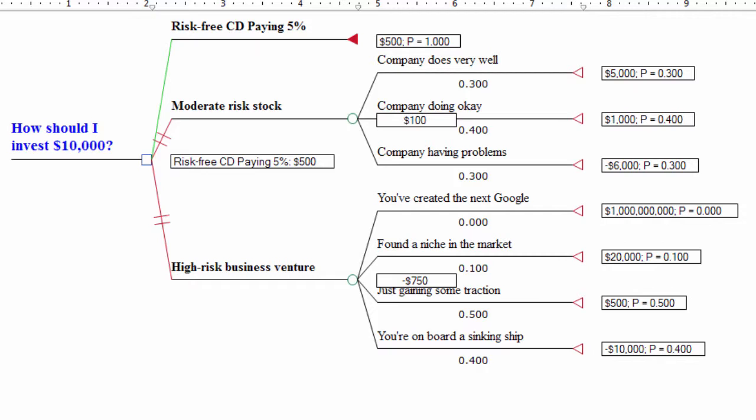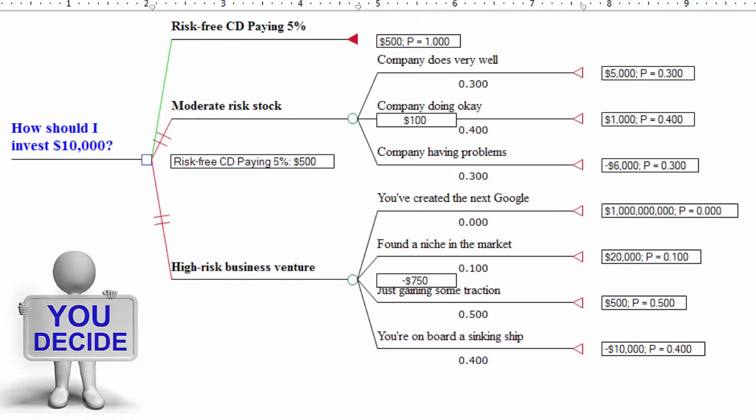It knew the CD would always make you $500. On average, the stock would make $100 and your dream business would lose $750 of your initial $10,000 investment. So based on the probability and payoff estimates, I've supplied you with the information to facilitate a decision. The actual decision would be up to you.